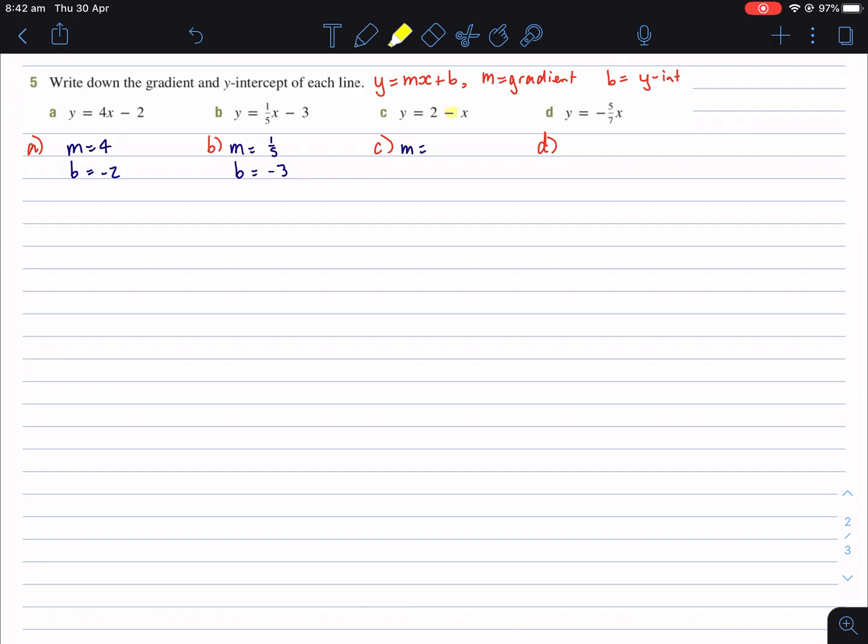For this one, what's the gradient? Don't forget the gradient's the number in front of x. So it's negative 1. The y-intercept is the constant number, so that's positive 2. Here the gradient is what's in front of x, so it's negative 5 on 7. The y-intercept is, well, that's plus 0, isn't it? So it's 0. That's fairly simple. Like, you've done all this stuff before. You're going to smash this exercise.